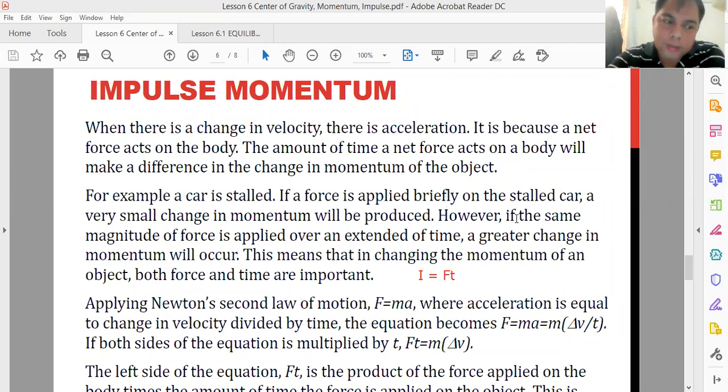So how fast will an accident happen? Again, it can happen in a snap. Nobody can really prepare for it. So again, that's what we call momentum.